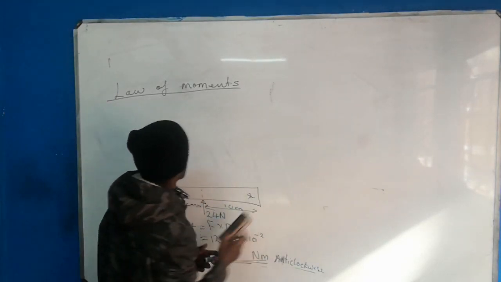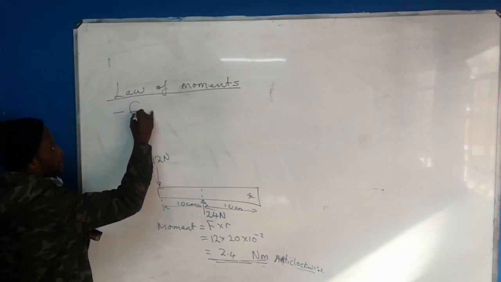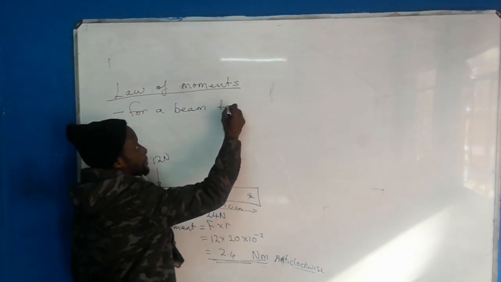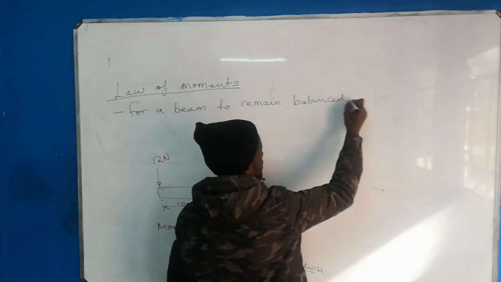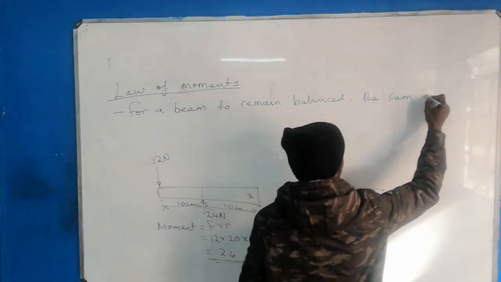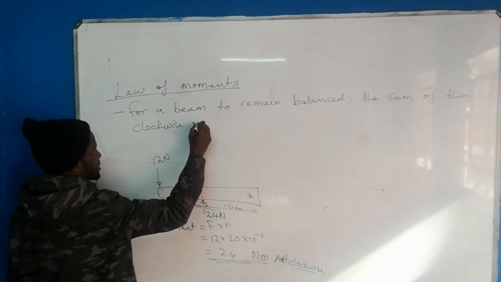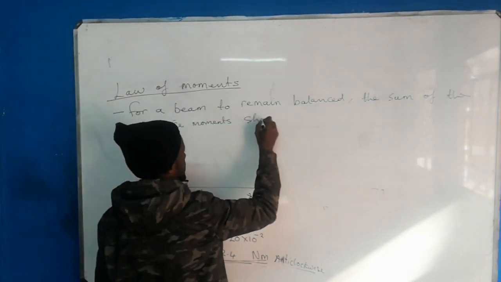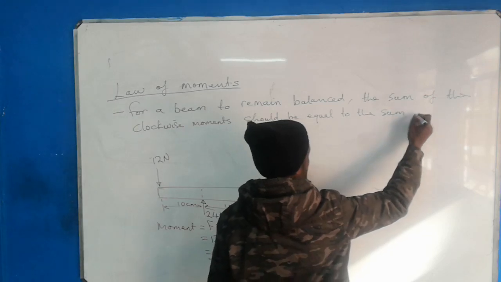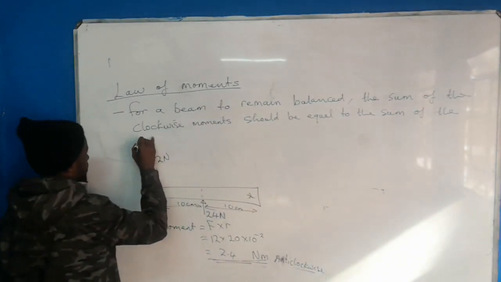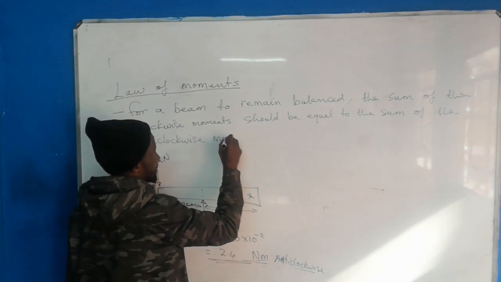Okay, so in other words, what we have done, we have balanced out this force and we have stated this law of moments. For a beam to remain balanced or in equilibrium, the sum of the clockwise moments should be equal to the sum of the anti-clockwise or counterclockwise moments, depending on what you prefer.